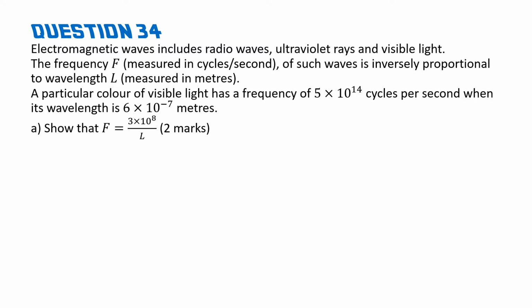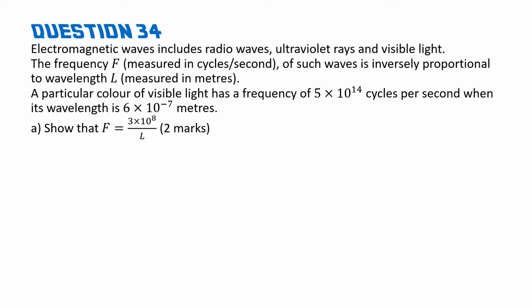So a particular color of visible light has a frequency of 5 times 10 to the 14 cycles per second when its wavelength is 6 times 10 to the negative 7 meters. Show that f equals 3 times 10 to the 8 all over L. So there's our inverse relationship right there. Now there are 3 ways that we can show that that actually works.